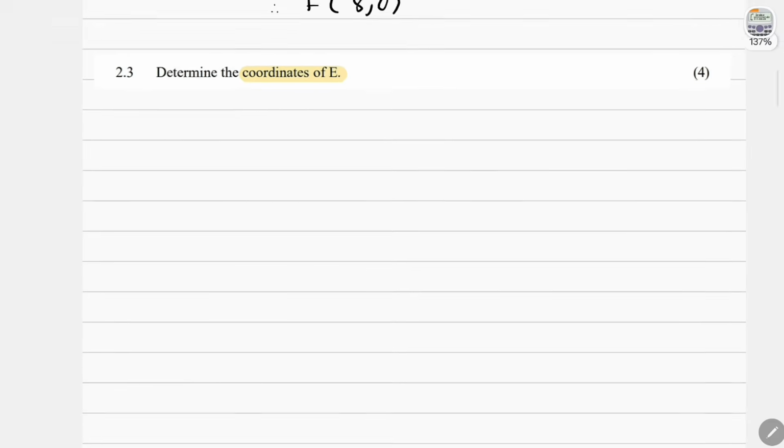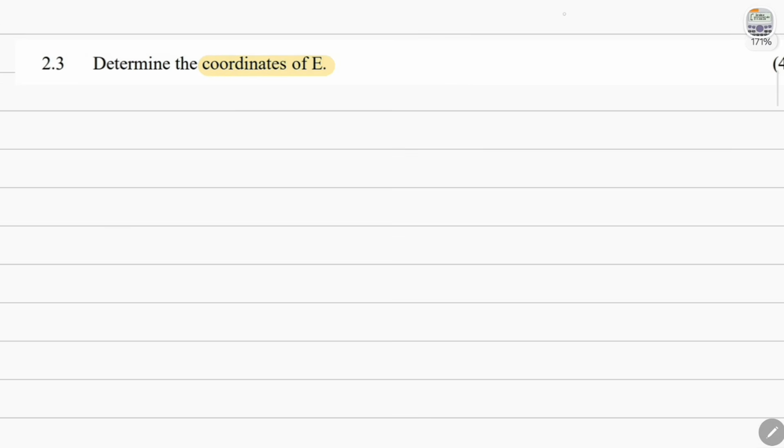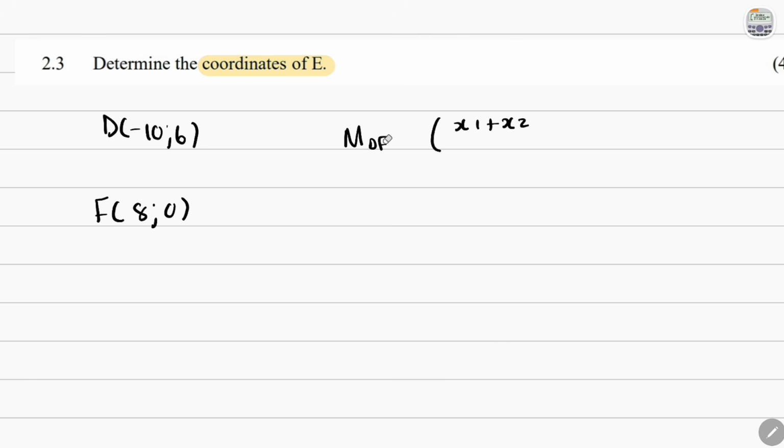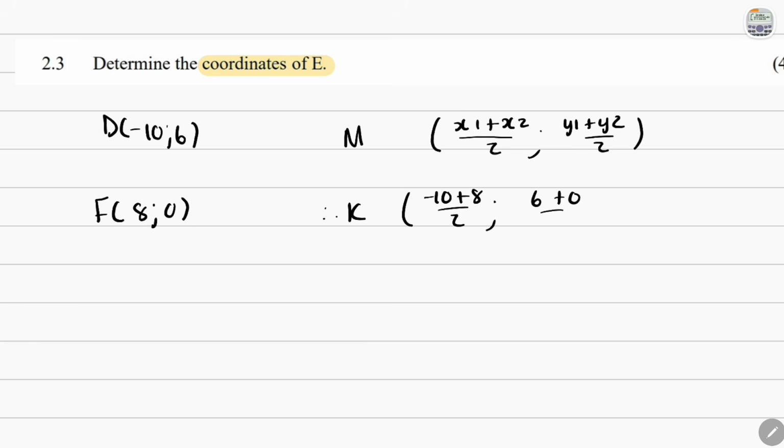Using those 2 points, the midpoint of DF is found with the midpoint formula: x1 plus x2 over 2, and y1 plus y2 over 2. So K, that midpoint, is found by taking D as the first point: negative 10 plus 8 over 2, and 6 plus 0 over 2. If you say 8 minus 10, that gives you negative 2, divided by 2 is negative 1.